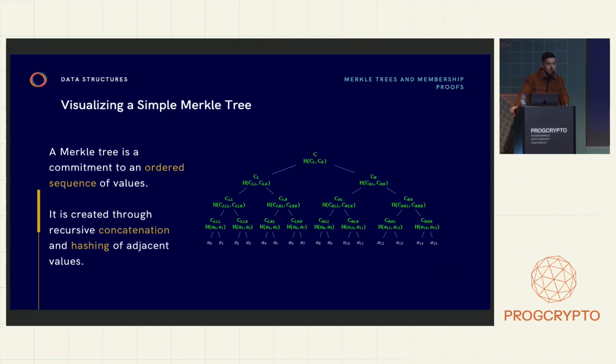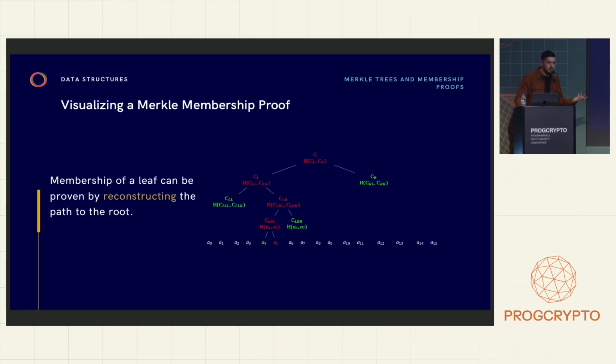And so to start with, let's think about the anatomy of a Merkle tree, right? A commitment to an ordered sequence of values, likely a review for everyone here, that's created through a recursive concatenation and hashing of adjacent values. And so when you want to prove inclusion in a Merkle tree, very simply, you would take some leaf element, let's say in this situation, A5, and you would take the adjacent leaf value and the adjacent branch values, and you would reconstruct the path by recursively concatenating and hashing.